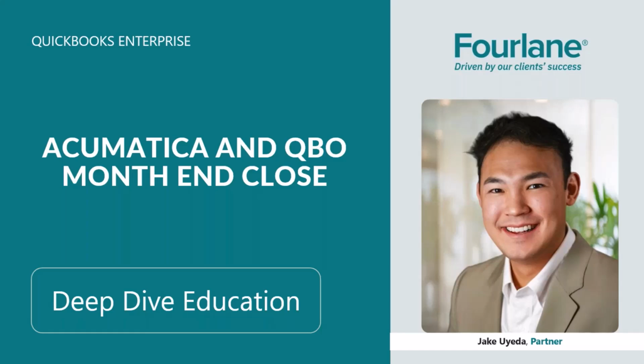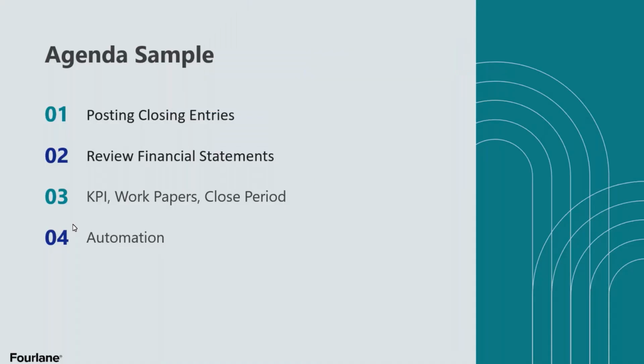All right, so we'll start off with the agenda. Today's agenda, we'll review the posting closing entries, and I'm going to be going through this agenda in QuickBooks Online first, and then I'll be going through the same process, but showing the differences in Acumatica. And then we'll be reviewing the financial statements, so running your balance sheet and profit and loss, comparing them to your aging reports, your AR and AP aging. And if you have inventory, we'll compare it to the inventory valuation in Acumatica.